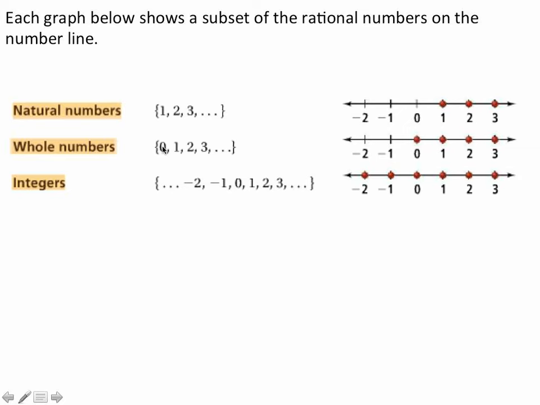So I grew up, I started counting 1, 2, 3, 4. Those are my natural numbers. I add a 0 in there, and those are the whole numbers. And then once I start putting in the negatives of those numbers also, then I get what we call the integers. So 1 and -1, 2 and -2. So natural numbers are contained within this set. The whole numbers are contained within this set. So the natural numbers are a subset of the whole numbers. The whole numbers are a subset of the integers.